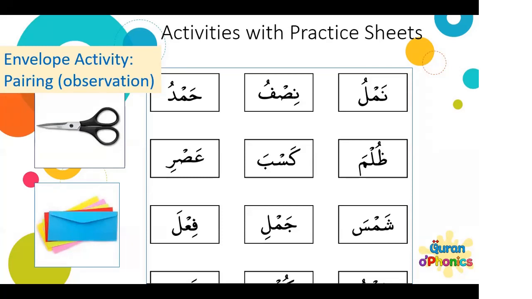So they're matching the words. They're looking, observing carefully, and trying to pair them. So if you see over here, for example, hamdu in the first line, and this one, and this one. So the child has to, they both look a little bit similar. The beginning, the middle alphabet is the same. So the child has to look really carefully and decide which ones match.